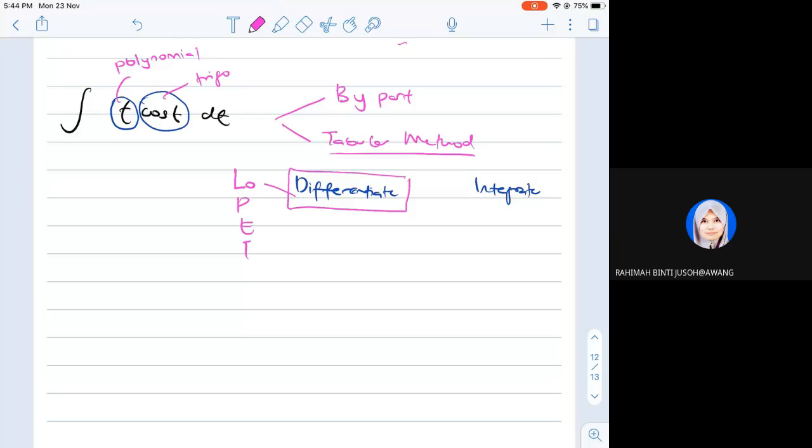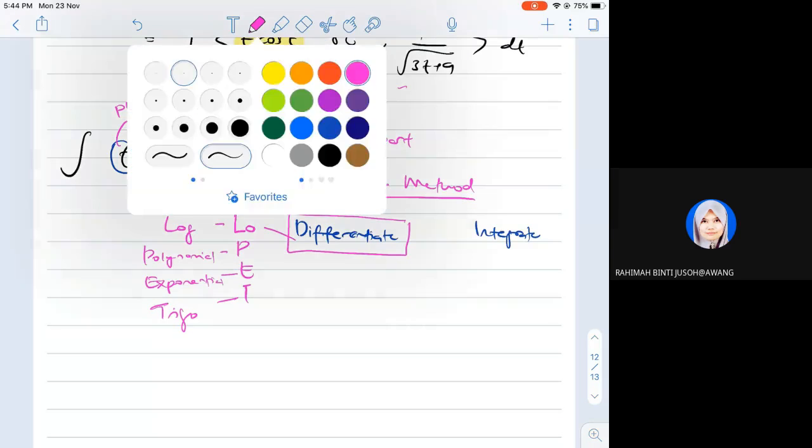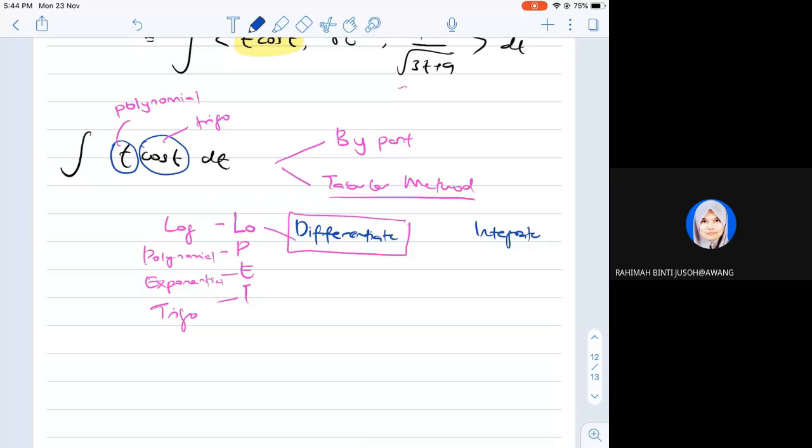So which one comes first? L means log, A is algebraic or polynomial, E is exponential, and T is trigo. From here, which one comes first? Polynomial. So we choose polynomial to be differentiated. So we choose t to be differentiated, and then integrate cos t.